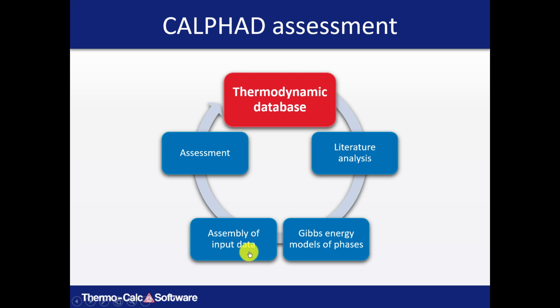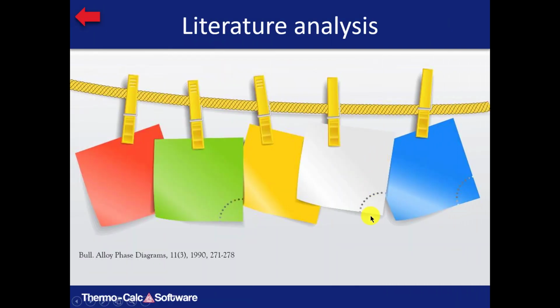Then all the relevant experimental data are assembled in another file called a POP file. Finally, the coefficients of the Gibbs energy functions are fitted to the experimental data in the assessment step. The relevant file in this step is a work file, or so-called PAR file. I will now explain each step in detail.